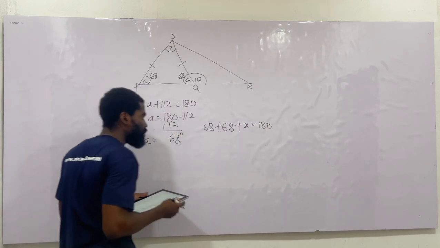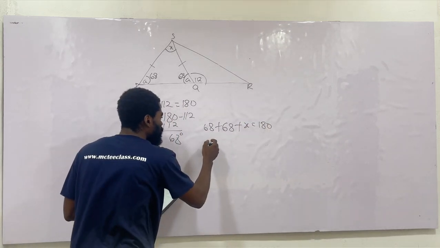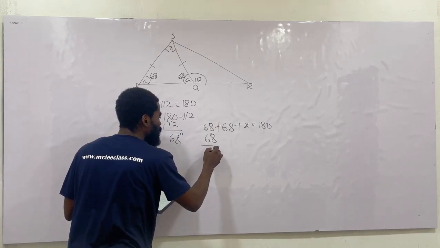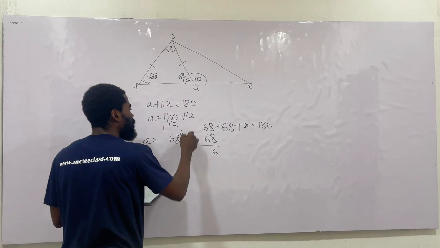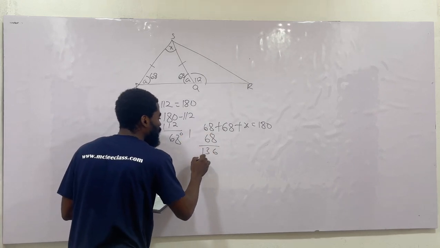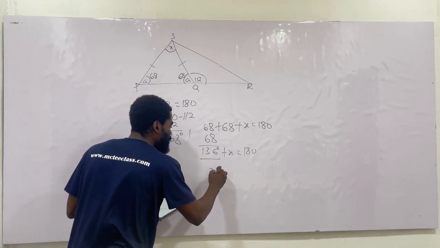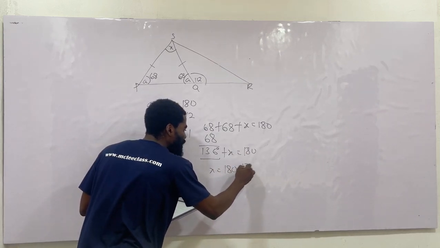Equals 180. What does this give me? I have 68 plus 68, that gives me 136. So 136 degrees plus x equals what? Equals 180. I'll get x equals 180 minus 136.